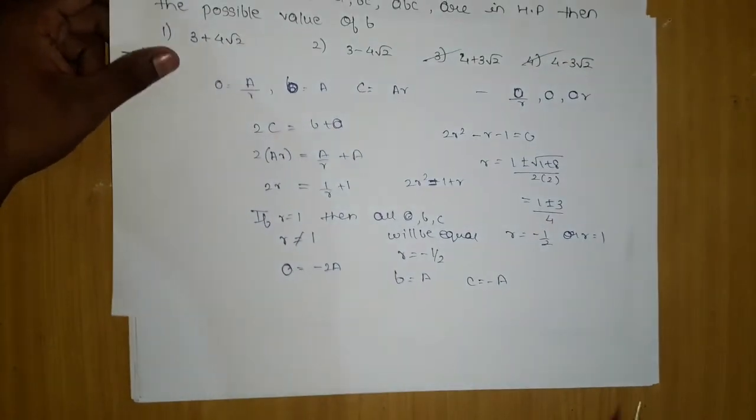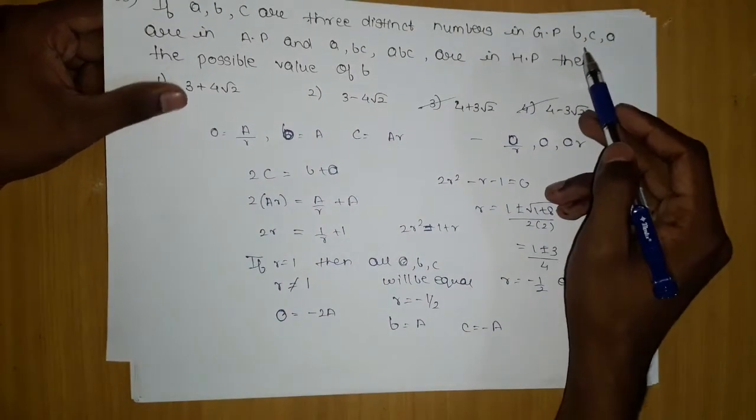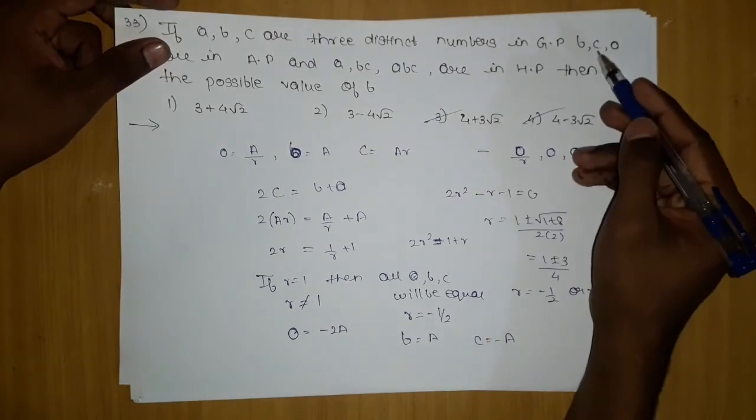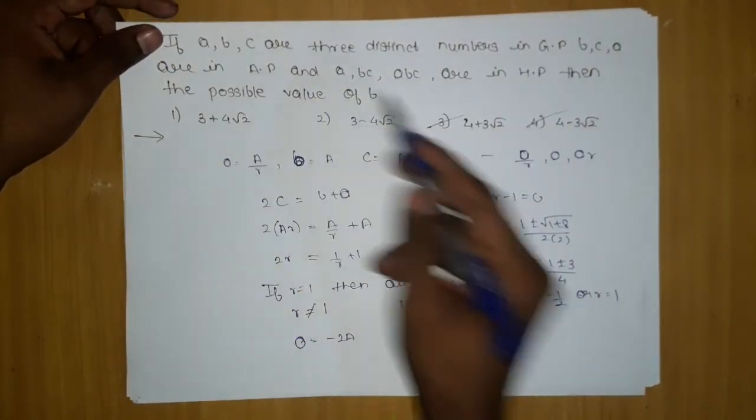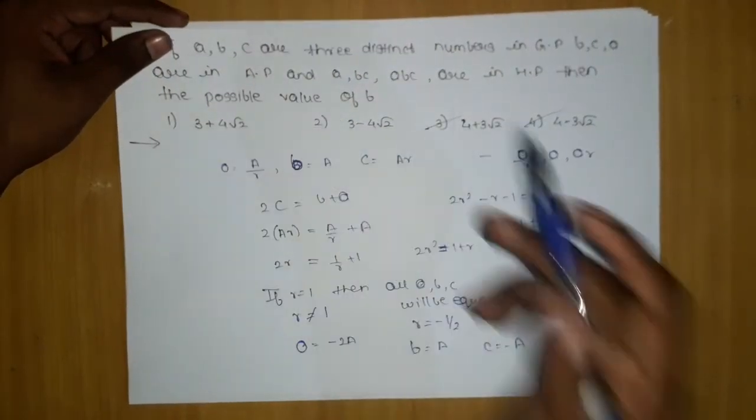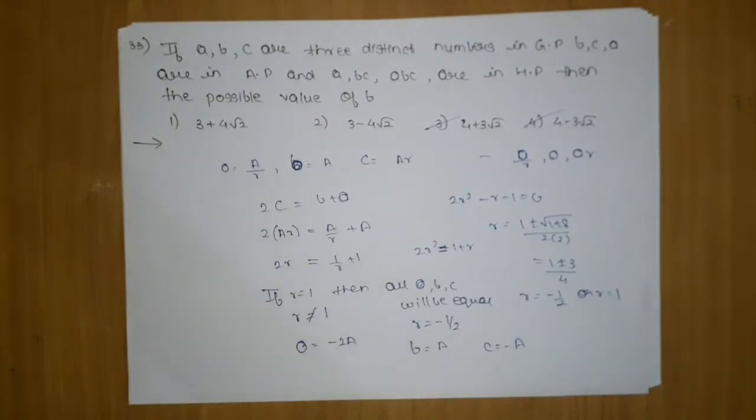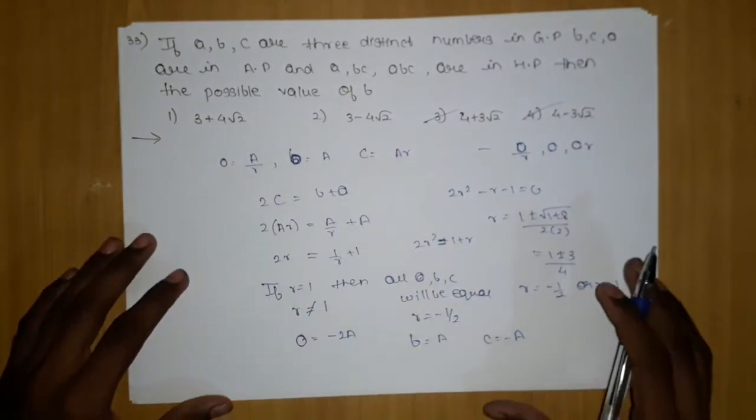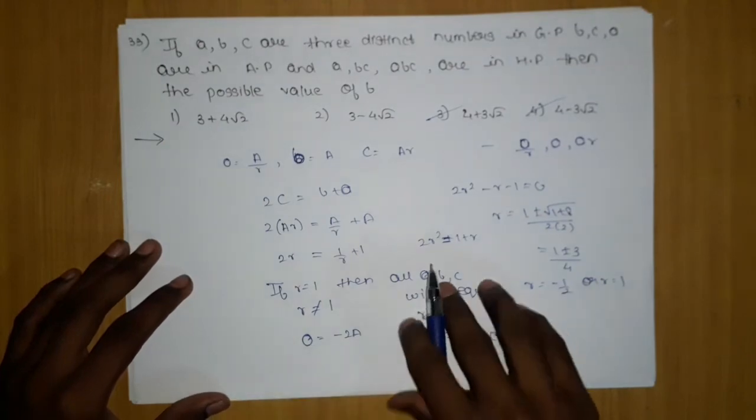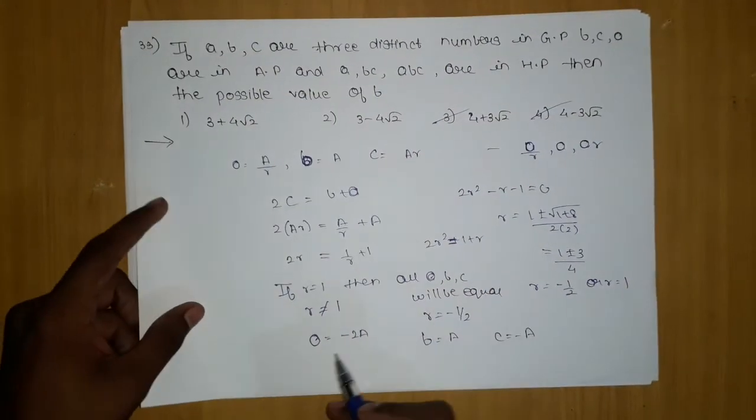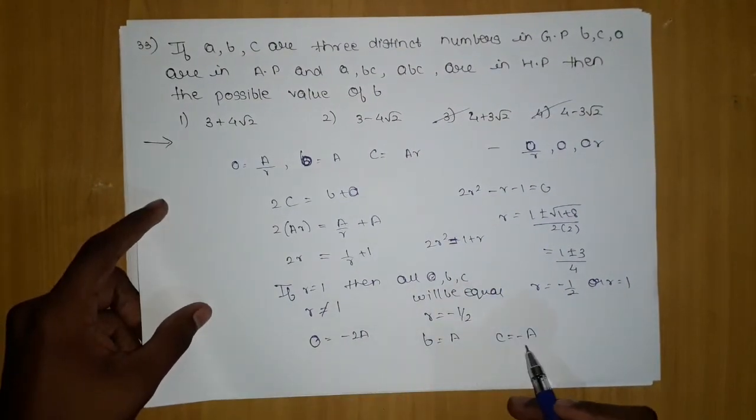Okay, now the other approach can be, you can take B is equal to A plus D, this, and C is A plus 2D, and then you have to get the GP condition and then solve it. That is one method. The next method, okay, so we will have different values. Okay, A is equal to minus 2A, B is equal to A, and C is equal to minus A.